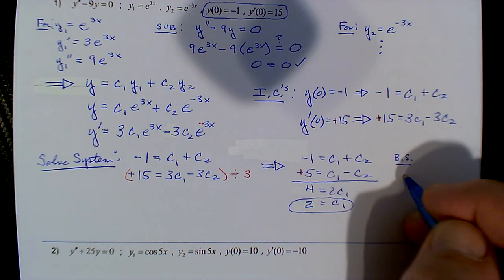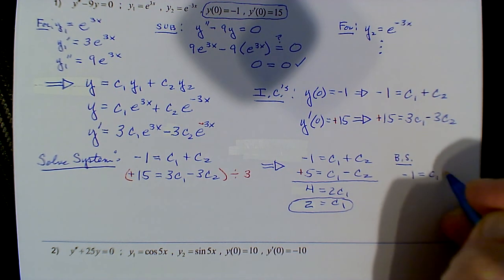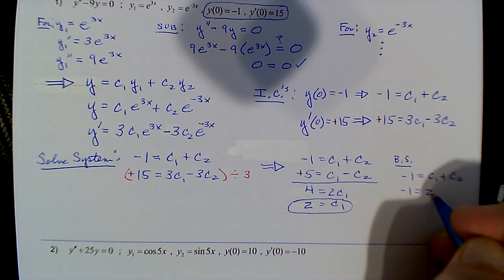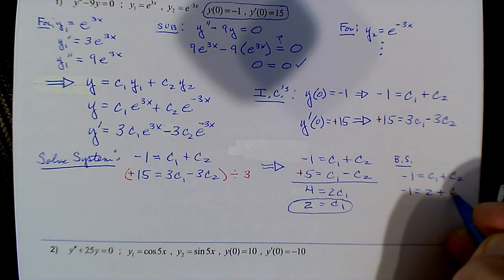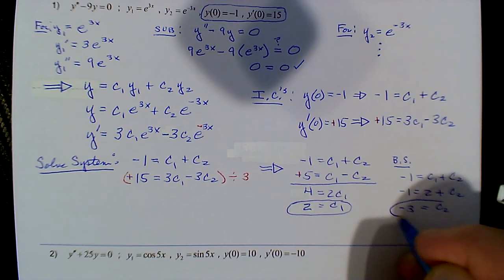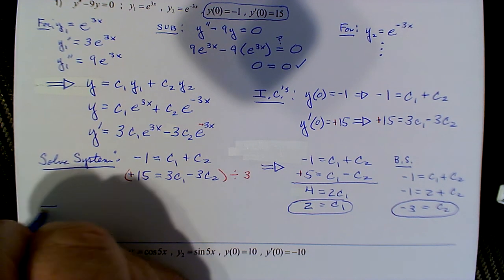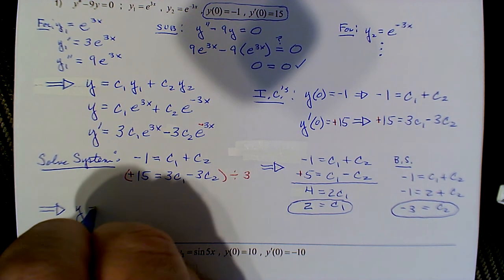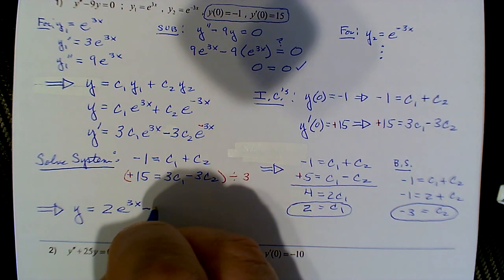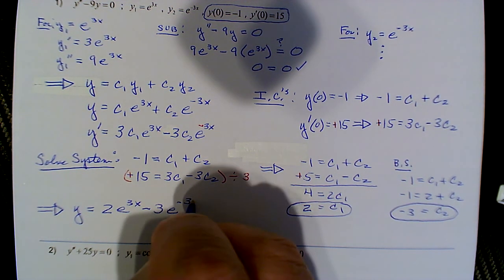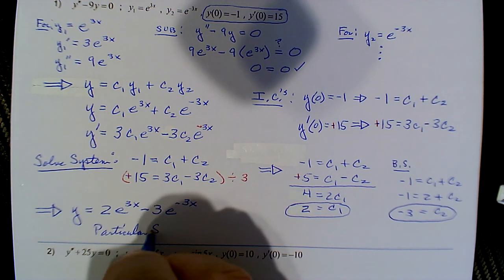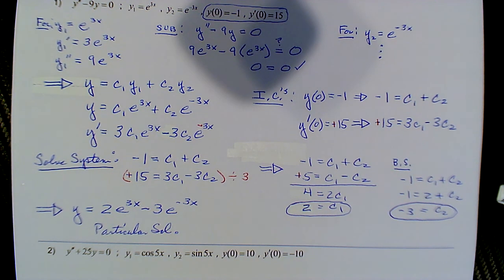I'm going to use the negative 1 equals C1 plus C2, and C1 we found was 2, so negative 1 equals 2 plus C2, and C2 would be negative 3. Okay, so then that gives us our particular solution. Y is C1, 2, e to the 3x, plus C2, negative 3, e to the negative 3x. And again, that's our particular solution.